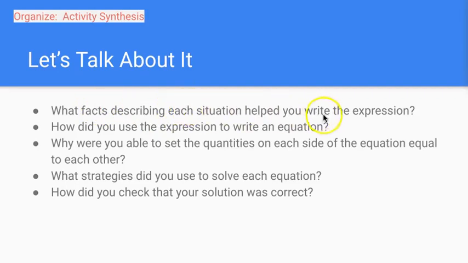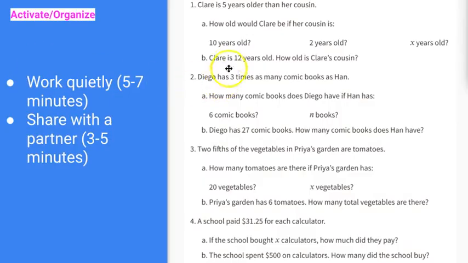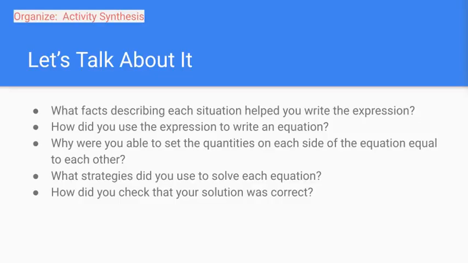So what are the facts describing each situation that helped you write the expression? You had to look back for the word clues like older than, so that was adding or subtracting depending on how you were setting it up. 3 times as many, that meant to multiply. Here you had each calculator, so you had to multiply however many calculators by the $31.25. Here it had some fraction and the word of, which almost always indicates some sort of multiplication. So you had to pay attention to those word clues.